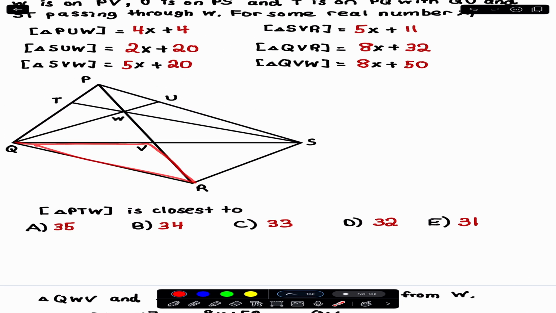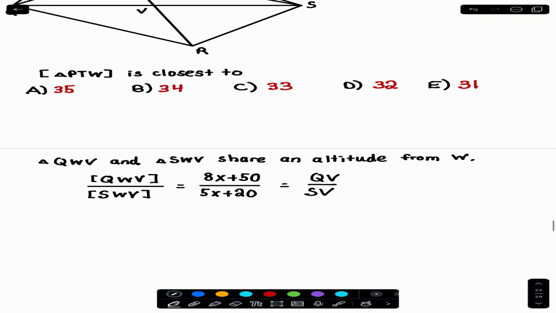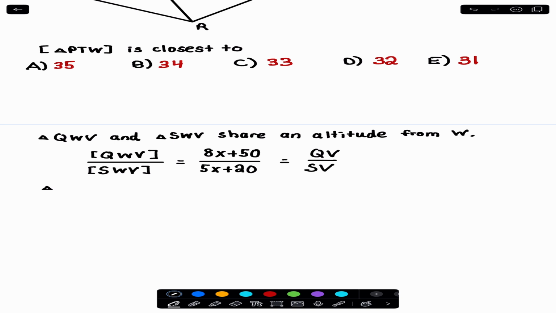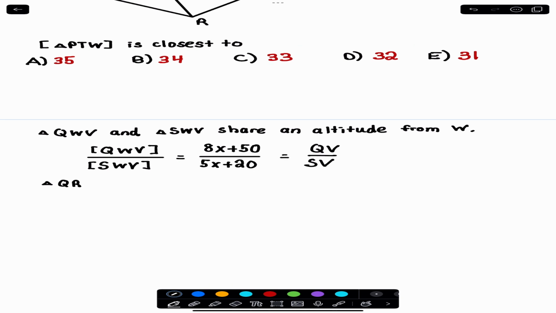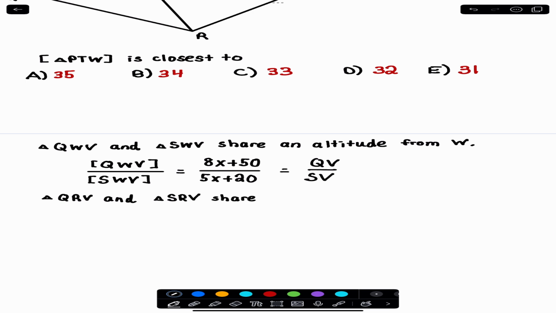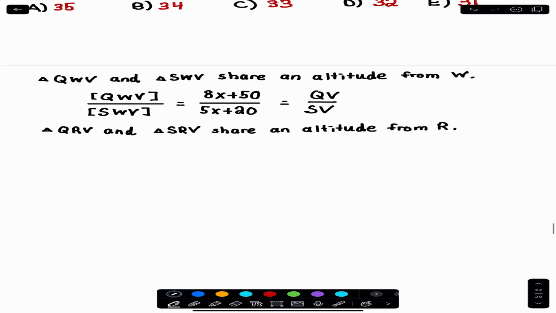But let's check. Do we know what these two areas are? So we have QVR and we have SVR. Yes, we do. So I think that's a great idea. So always try to look ahead, make sure you're going in the right direction. So triangles QRV and SRV share an altitude from R. This means we can relate them to each other as follows.